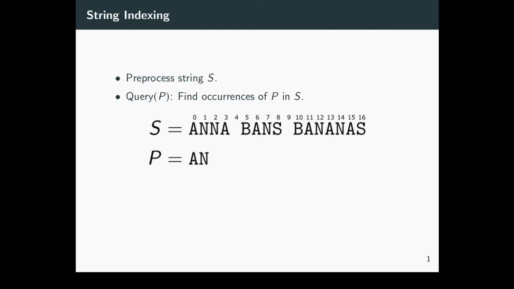Here is an example. Given our pattern P, we want to find all the places that P occurs in S, and specifically we want the starting positions of those occurrences. So in this case it would be 0, 6, 11 and 13.